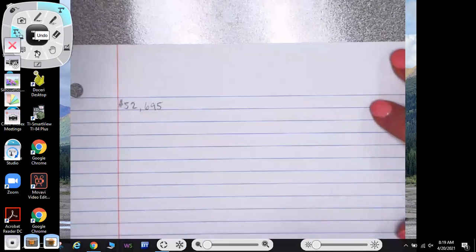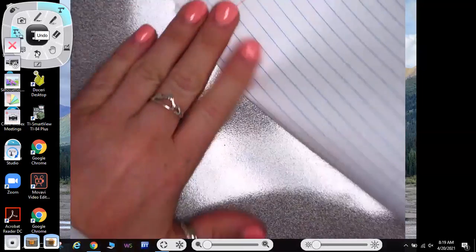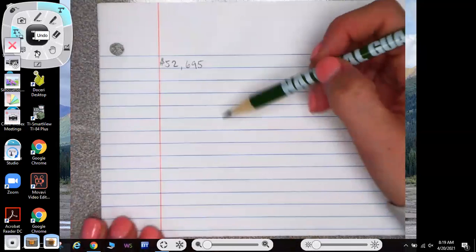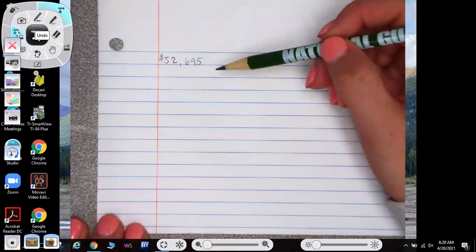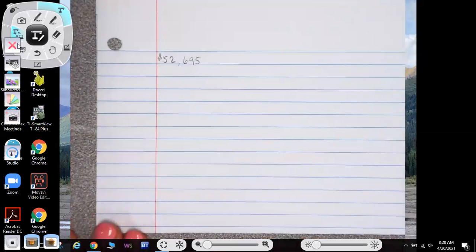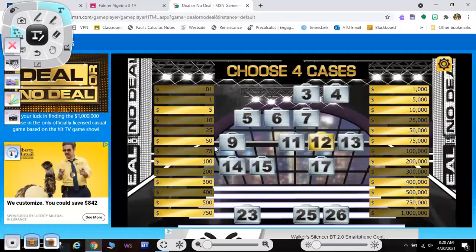Okay, here's the banker's offer that we're working with right now, $52,695. So what you're going to do is you're going to count the number of cases that you have left that have more than this amount in them. So if we go back to our game, our banker's offer is $52,695. There are 1, 2, 3, 4, 5 cases left that have more than that amount.